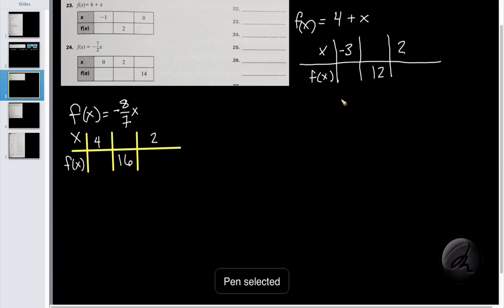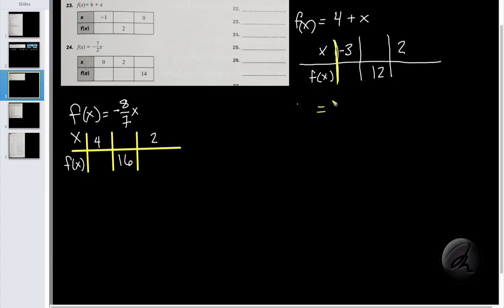Okay, so here are my new problems that are similar to the ones on your worksheet. So f of x is 4 plus x. So in this case here, the problem wants me to give the value of f of x for x equals negative 3.